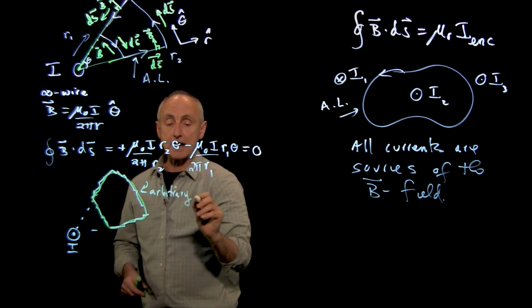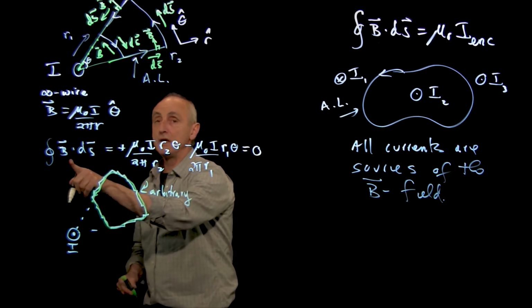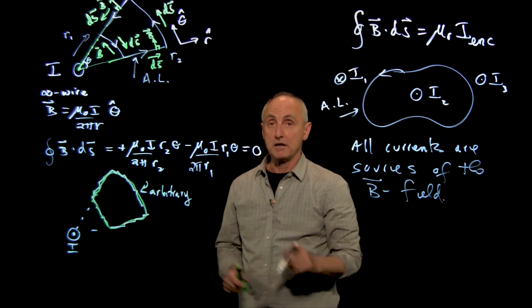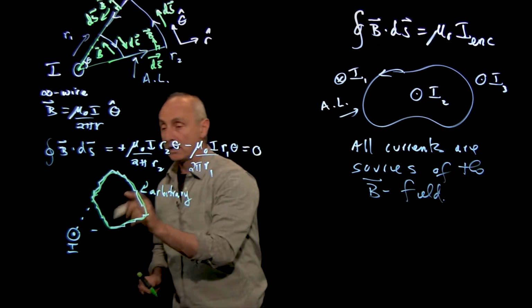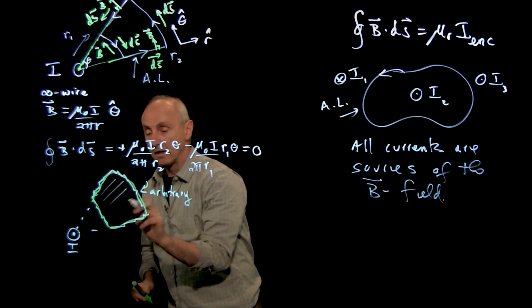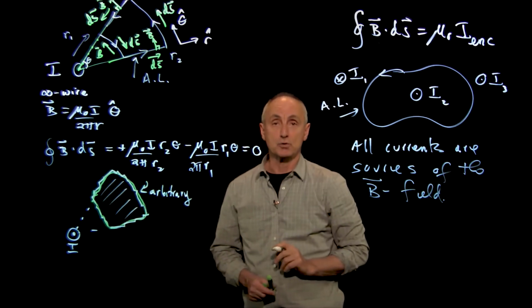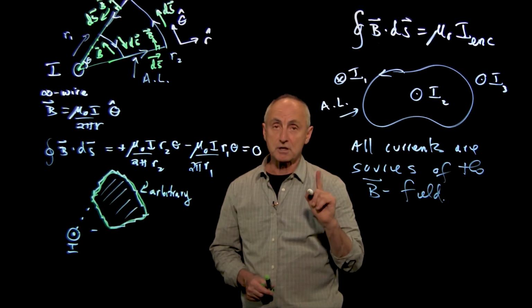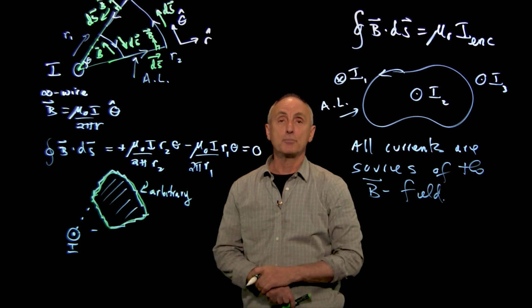And our result now is that the line integral of B around a closed path, if there's no current that cuts through the path, then the line integral is 0. And that's the second part of our proof of Ampere's law.